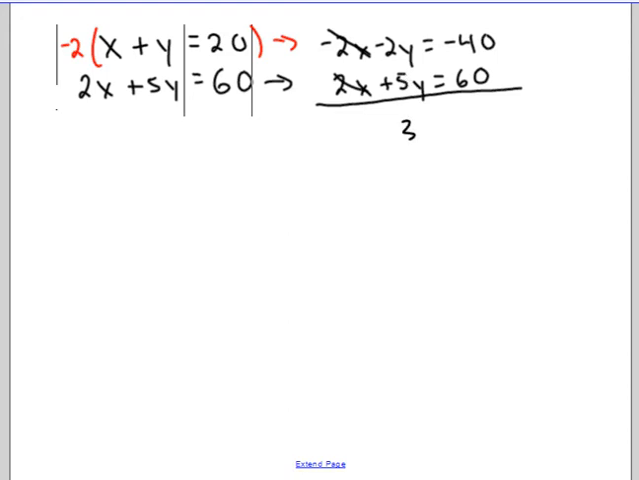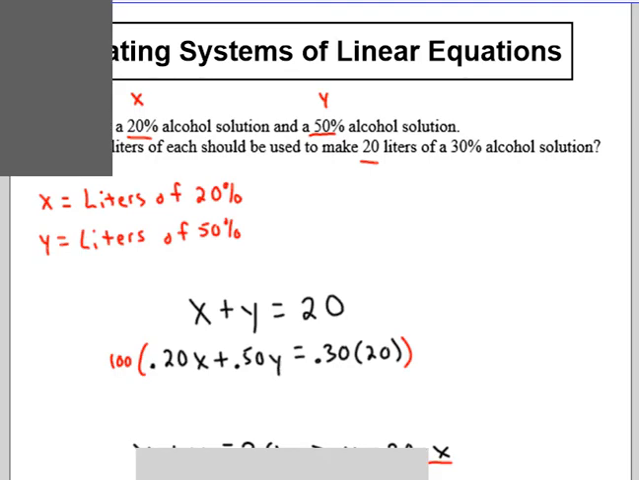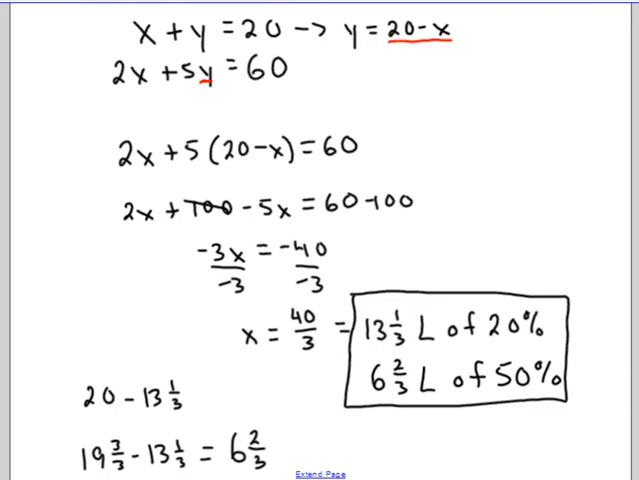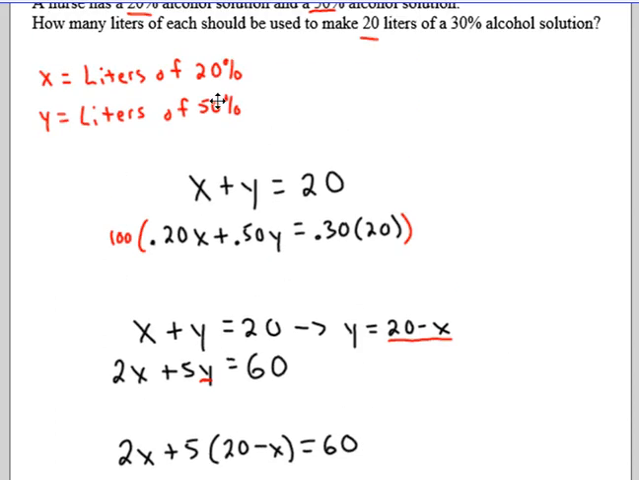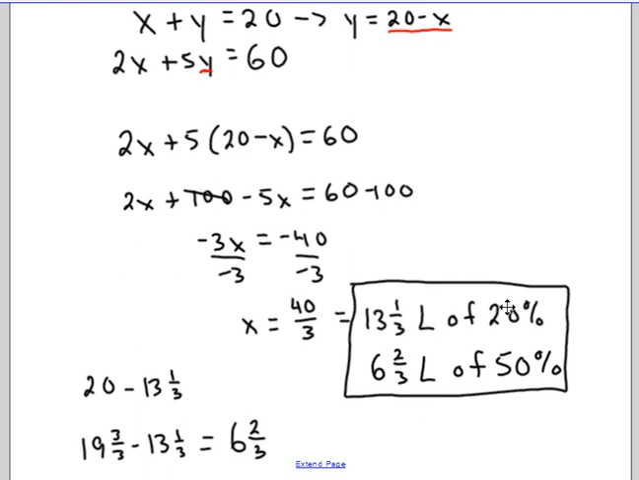5y minus 2y is 3y. 60 minus 40 is 20. Divide by 3, and y is 20 over 3. Well, 3 goes into 20 6 times with a remainder of 2, so 6 2/3. Boom. The exact same thing we got right here for y, 6 2/3. And y was the 50%, so we say 6 2/3 of the 50%. And we tell people it's liters or gallons, whatever the unit of measurement is.